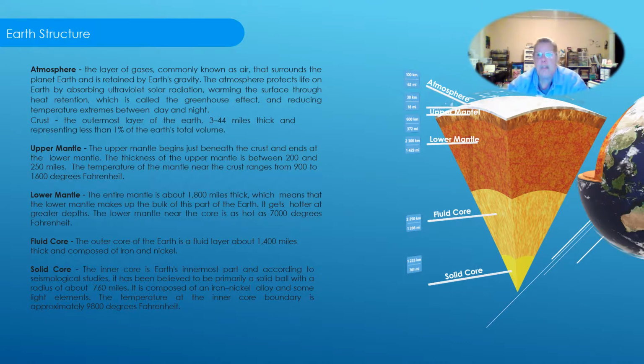And the upper mantle, as you can see in the diagram, is just beneath the crust, and it ends, of course, at the lower mantle. The thickness of the upper mantle is between 200 and 250 miles.